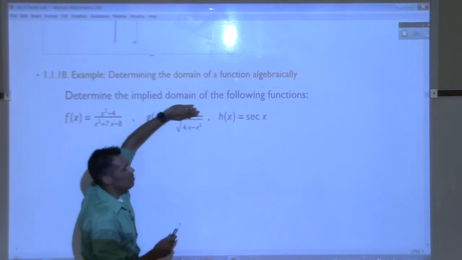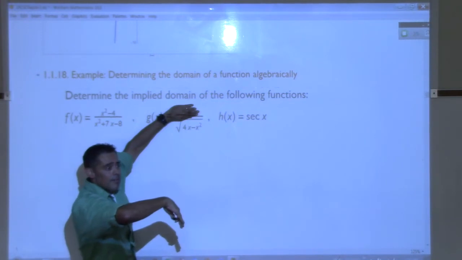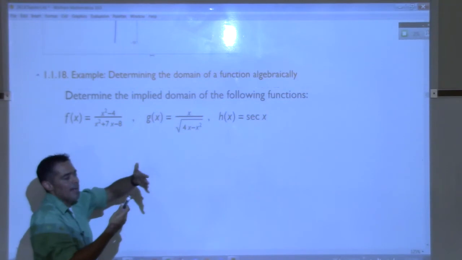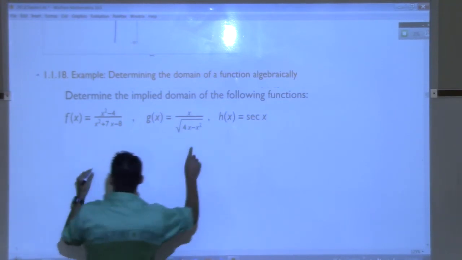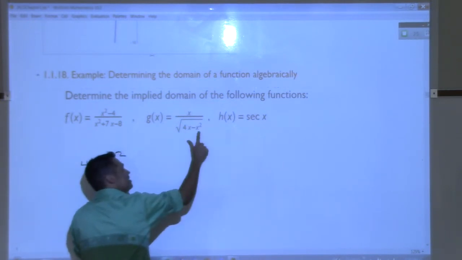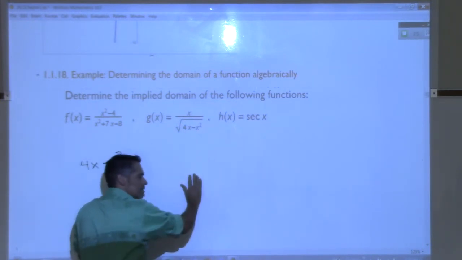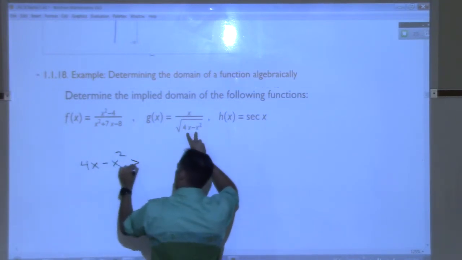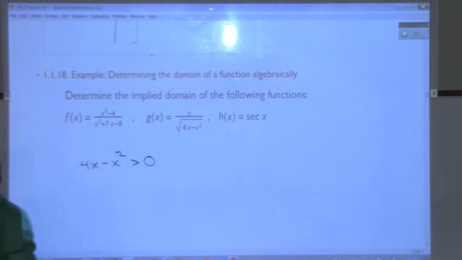So if it was just a radical by itself, not in the denominator, we would just want to make sure it's not negative. But in this case, what do we call the thing inside of a radical? It has a name, actually. It's called the radicand. Okay, so the radicand must be greater than 0. Everyone understand why? If it's negative, you have square root of a negative number, can't do it. If it's 0, then you have division by 0.